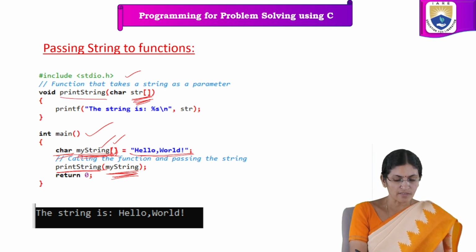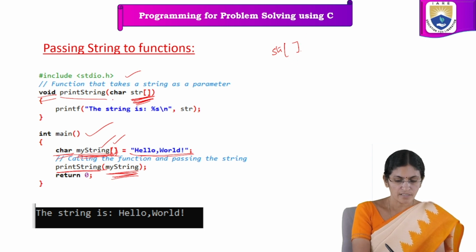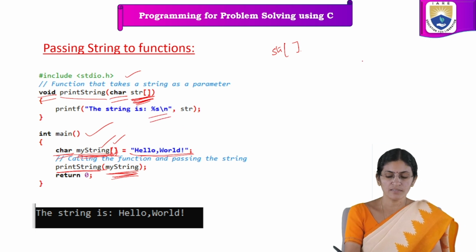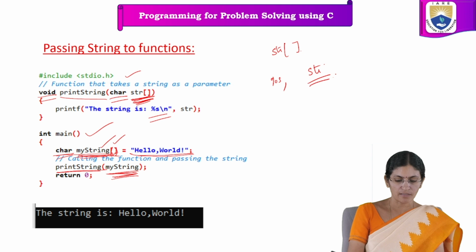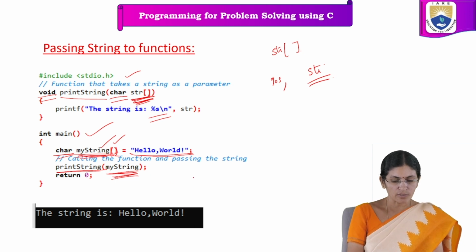The name of the function is printString. It does not return anything, therefore void. Inside this, the string is an array of characters, so we specify the name of the string and then the square brackets. The data type is character. In order to print the string, %s is the format specifier, and then the name of the string. That is enough. So in this way, we can pass the string to a function.